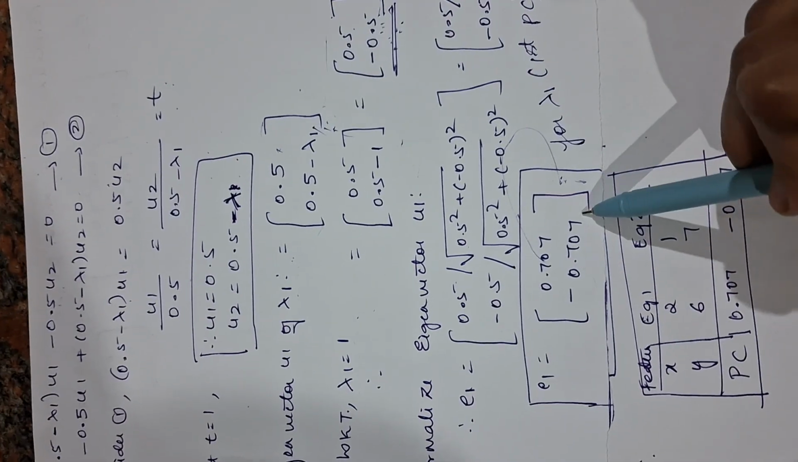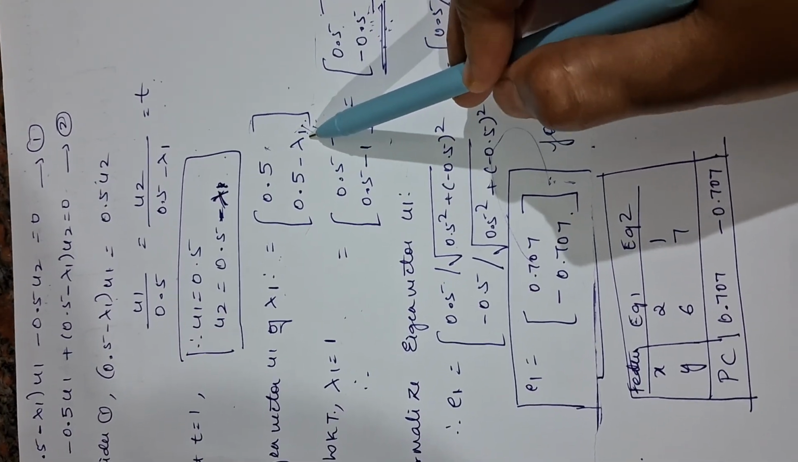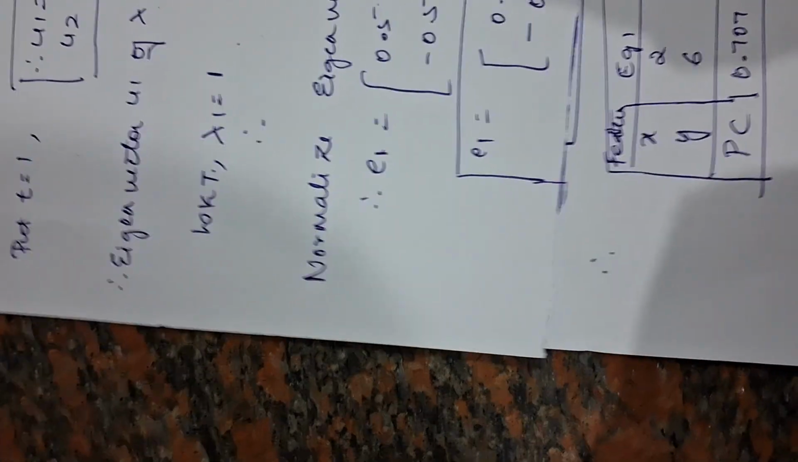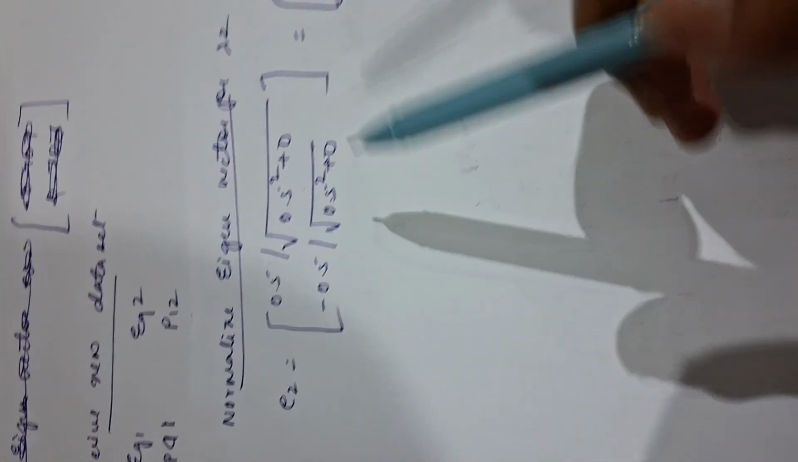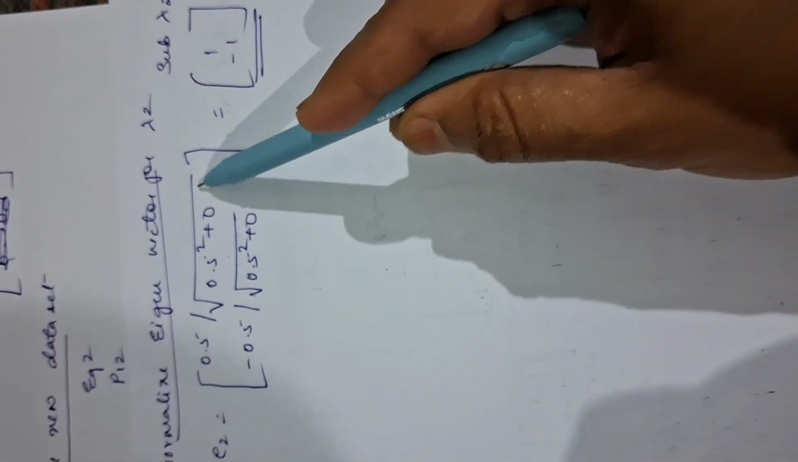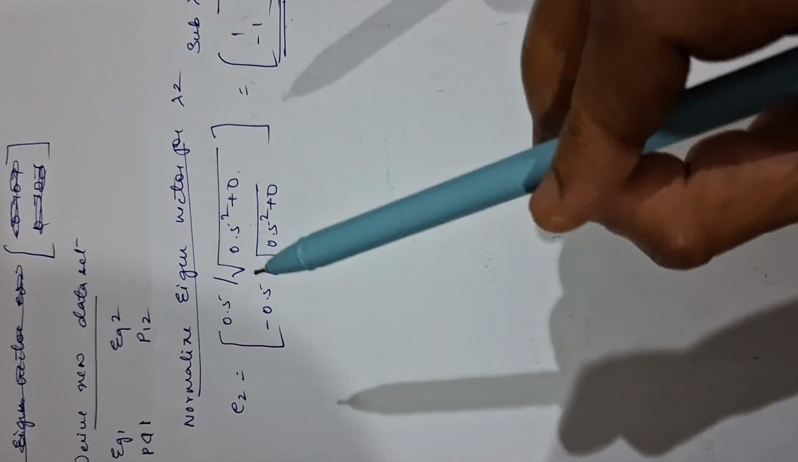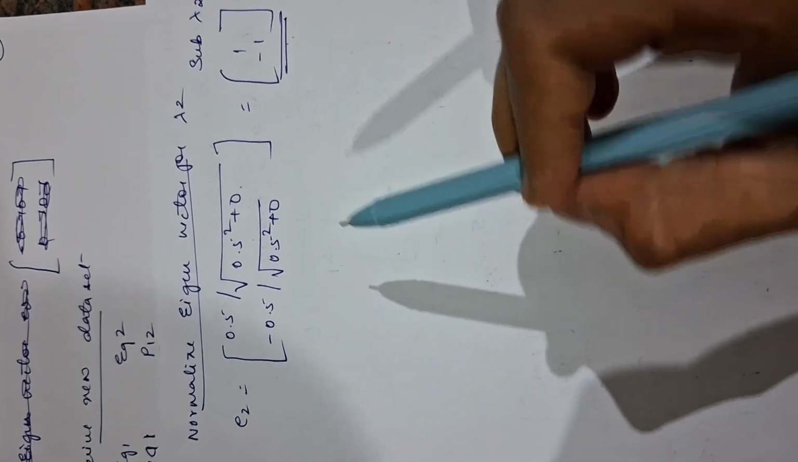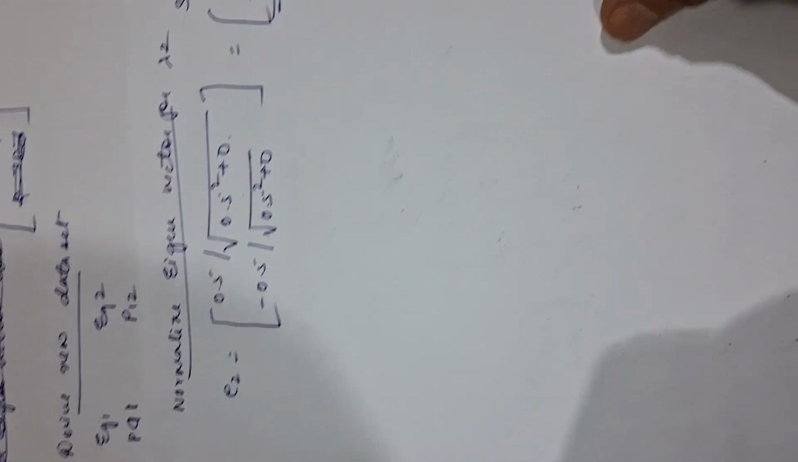Now I can repeat the same step, where instead of lambda 1, I'll put lambda 2. In this case it's easy, lambda 2 is 0. So if you substitute lambda 2, you will get the second normalized eigenvector e2 as this. I substituted lambda 2 as 0 and got this. So I have both normalized eigenvectors, e1 as well as e2. e1 is for the first principal component, e2 is for the second principal component.